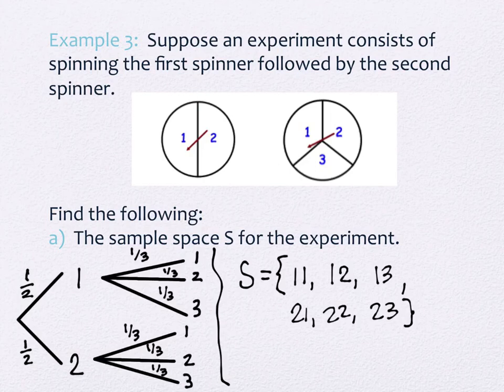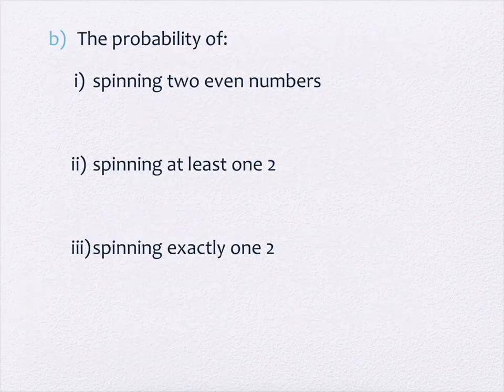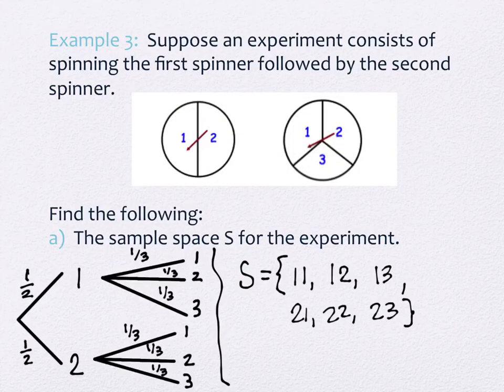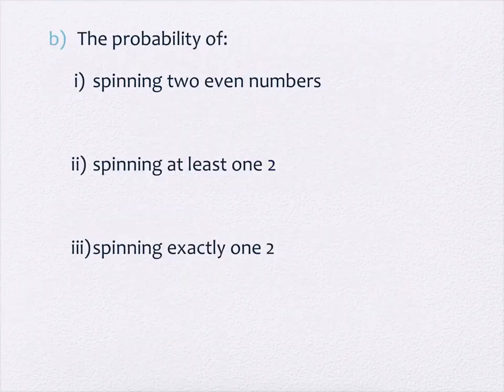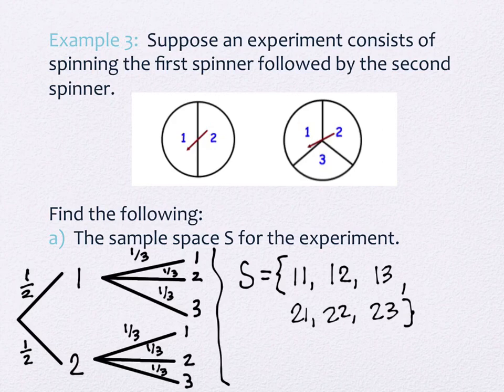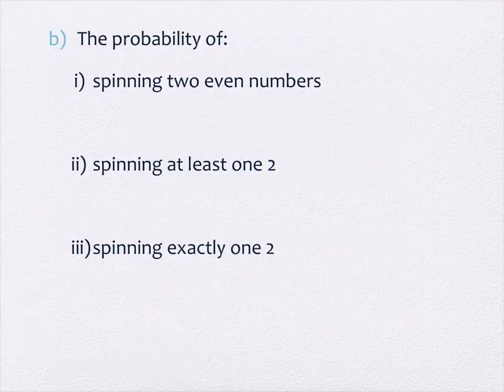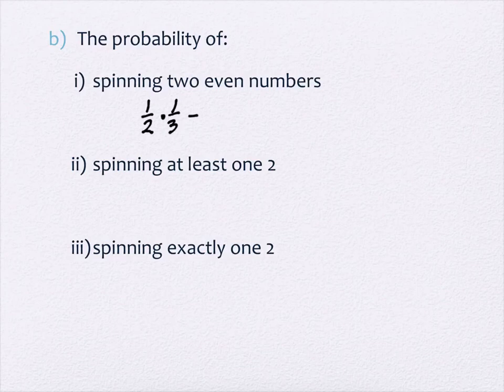Okay? And then the other question asks about the probability of those things happening. So what is the probability of spinning two even numbers? I would like to show you this both from the sample space perspective and from the tree diagram perspective. The question asked about spinning two even numbers. So where is that going to happen? Which outcome? Yeah, so it's the two twos. So I could just multiply along those branches. It's one half times one third, which gives me 1/6.